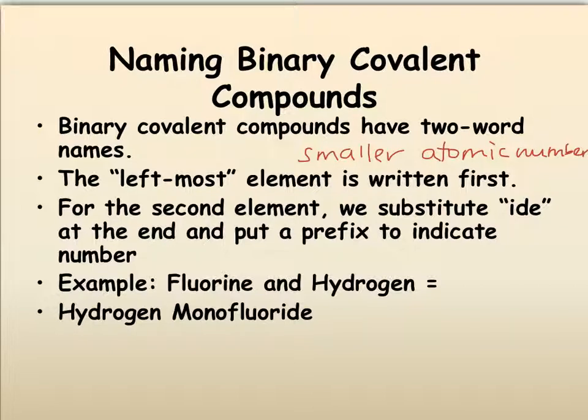For the second element, we substitute an "-ide", just like in ionic bonding, but you also have to put a prefix to indicate how many, because there is more than one way to combine, say, carbon and oxygen. It depends on the type of bonds that you use. An example of that is fluorine and hydrogen. Typically, it's made with 1 of each. Hydrogen, you find leftmost on the periodic table, so that comes first, so hydrogen. Fluorine, there's just 1, so we say monofluoride.